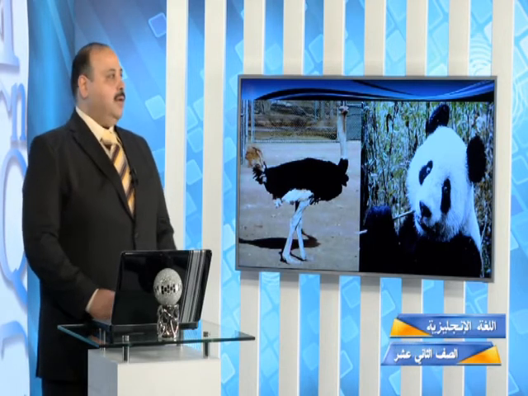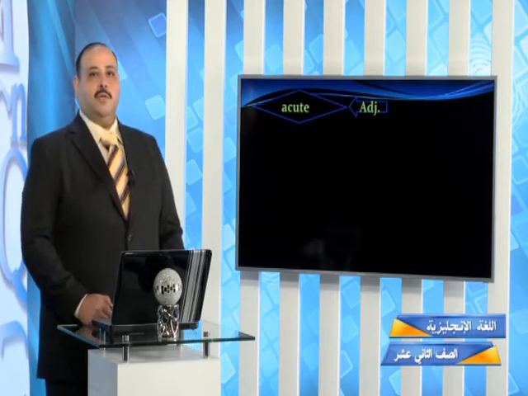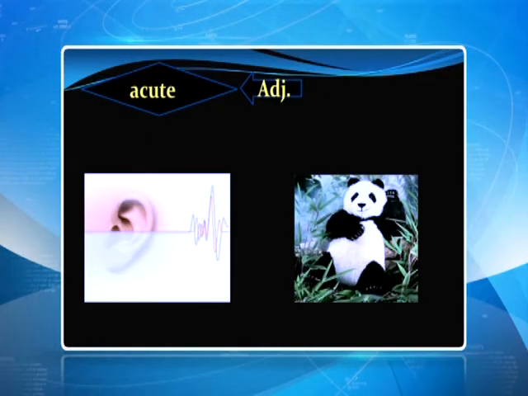Well, how about the vocabulary we're going to use? Well, the first word is acute. Acute is an adjective, but how can we guess the meaning and know the meaning exactly? I want you to look at the picture and try to know what acute means. Well, you have two pictures, a picture of the panda, and the other picture is of the human ear. So can they hear? Yes, try to answer the question. Of course, they can hear. So they can hear well.